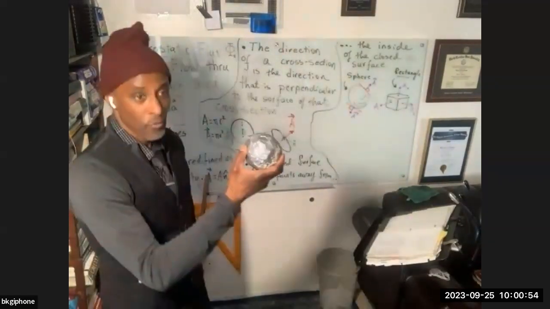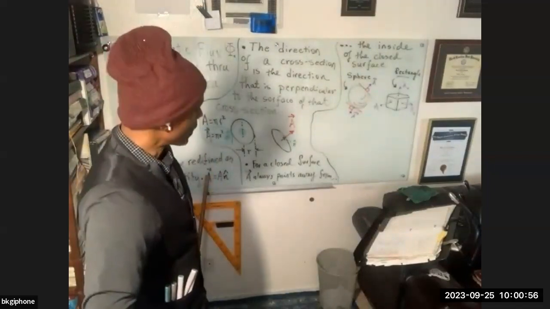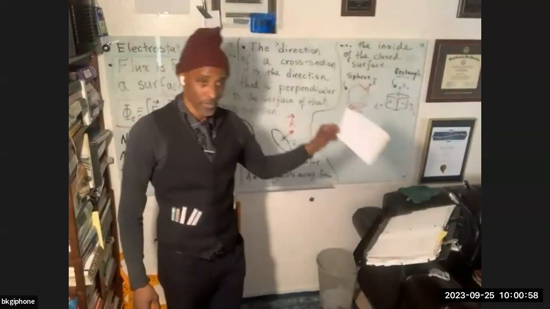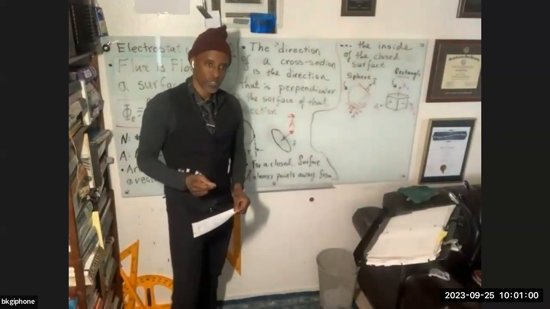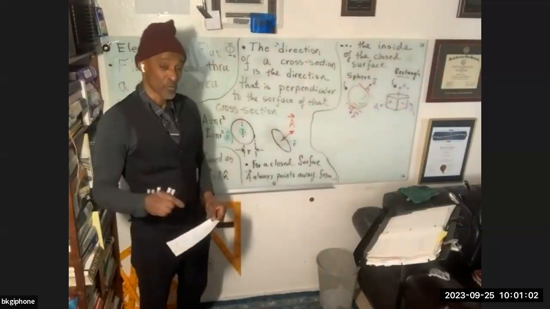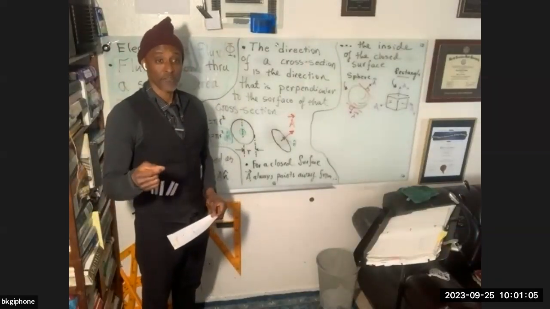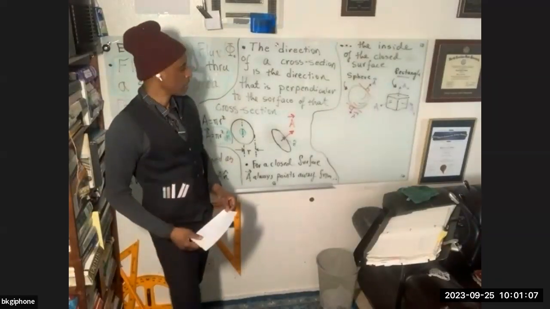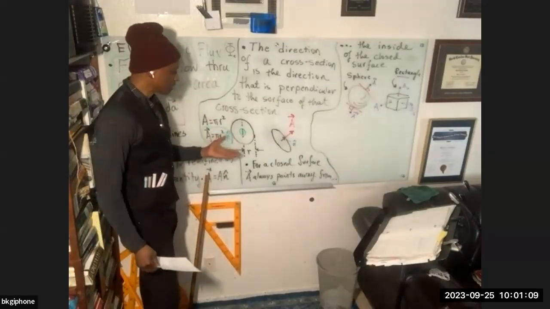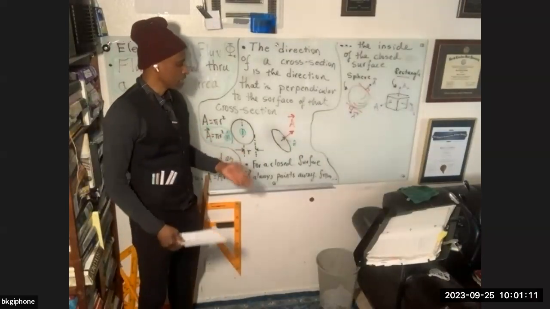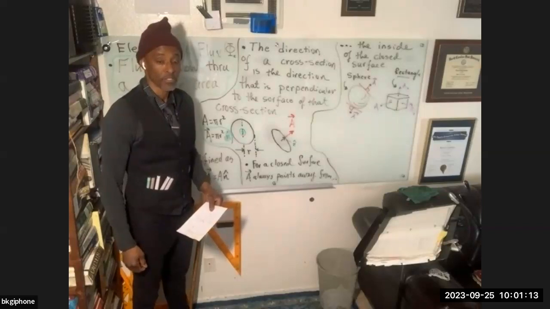Area of a sphere, 4 pi r squared; area of a rectangular surface, length times width. But in order to understand flux properly, we have to redefine area as a vector quantity. And the way that we have done that is, I've just said that the direction is always going to be perpendicular to the surface.